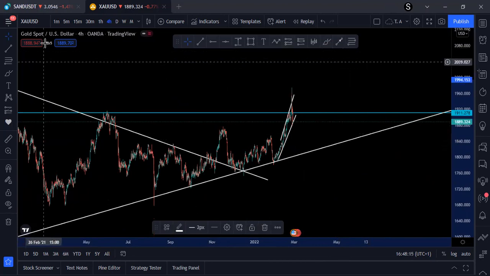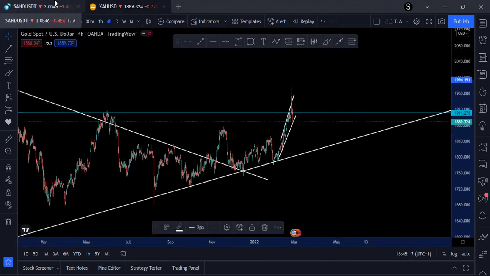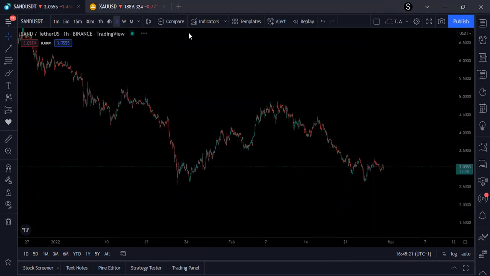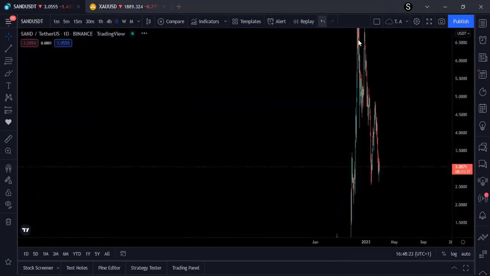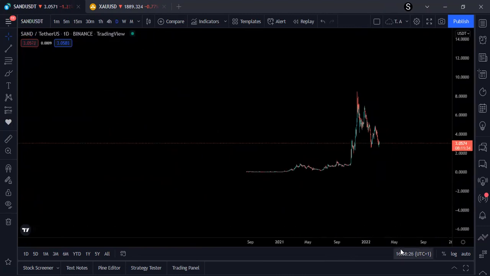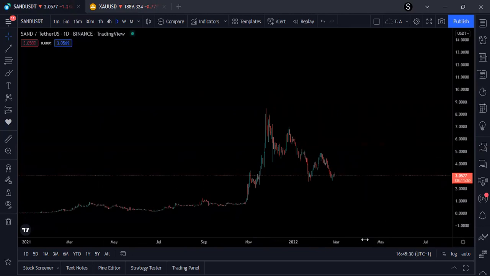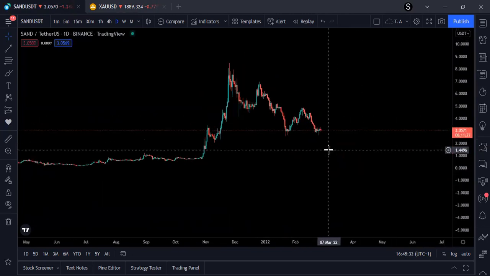Sorry. So let's move to SAND USDT. Okay, this is SAND USDT. This is a cryptocurrency, right? I just wanted to analyze this crypto. So as I normally advise, you start from the daily time frame and mark out your resistance and your support.